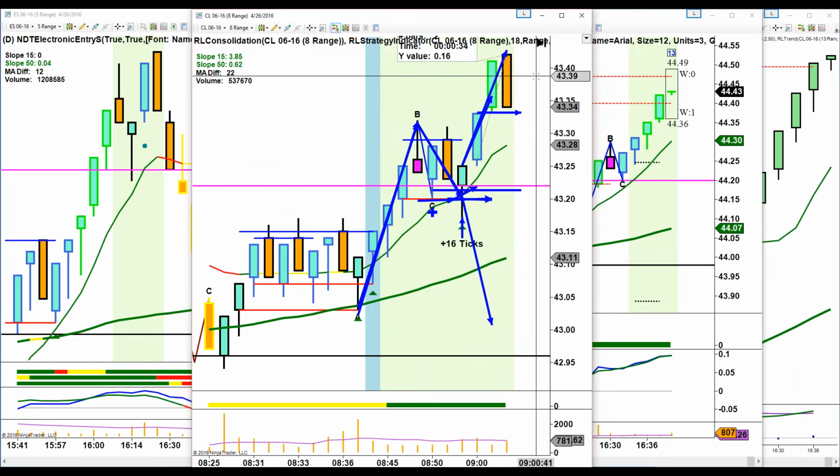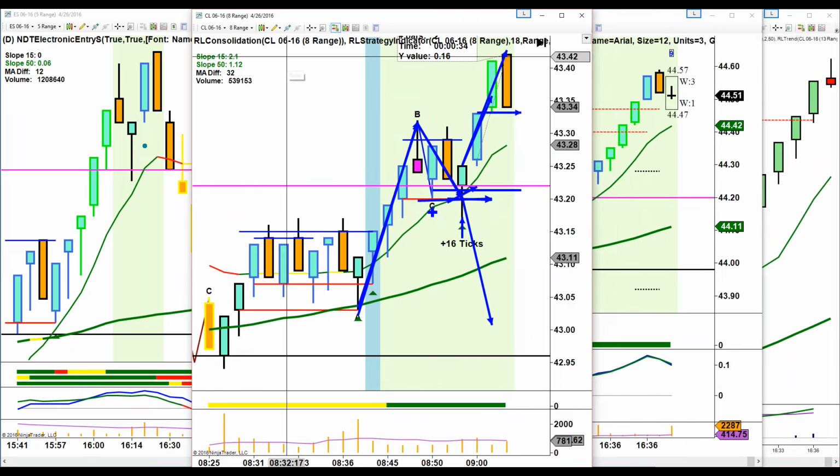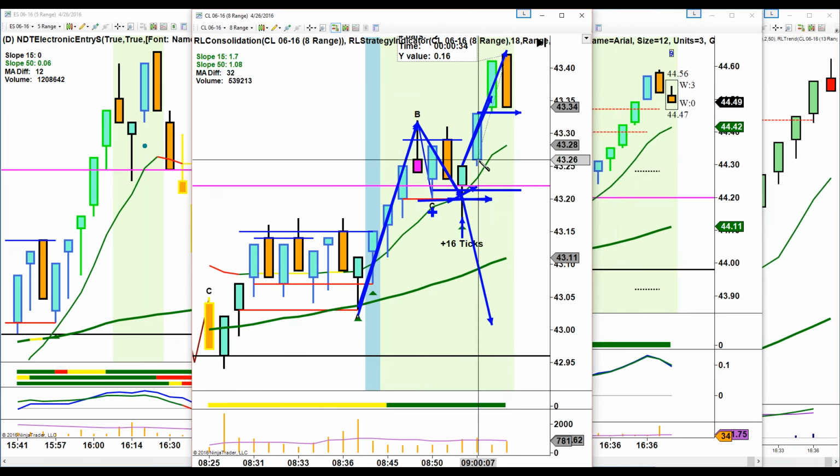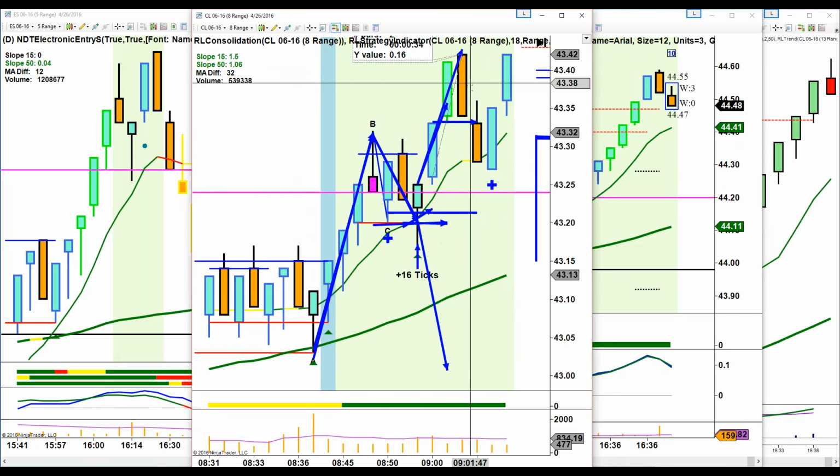And the first trade, when we scaled it out, went 16 ticks. We're in one tick above the close, and the trade went up 16. Now, I could have taken this trade.